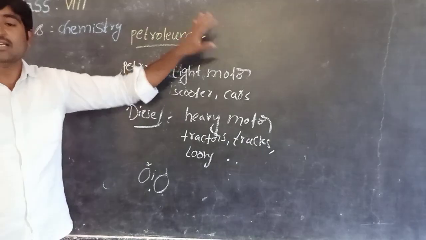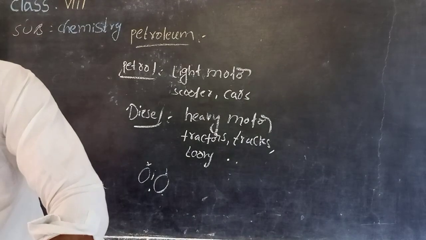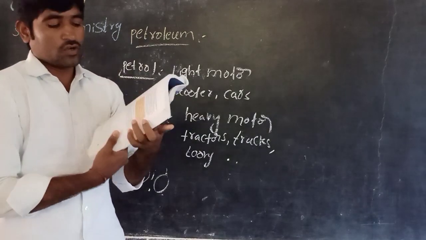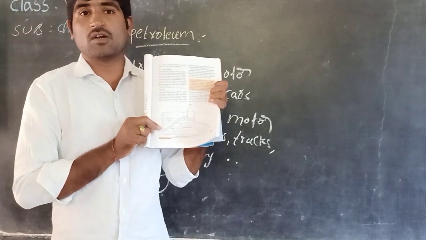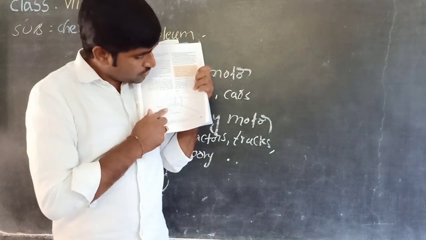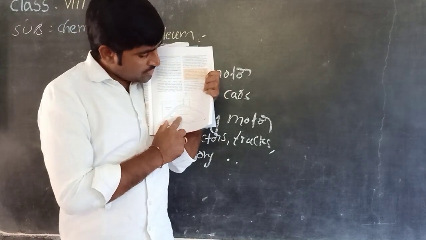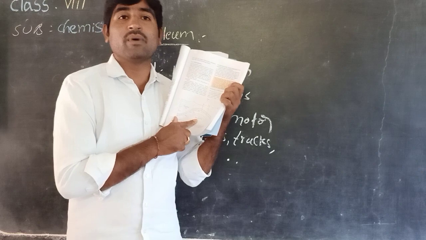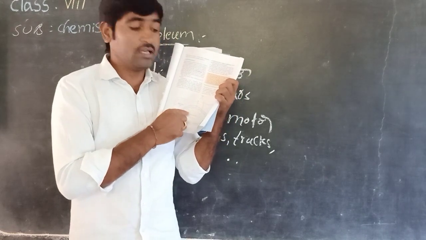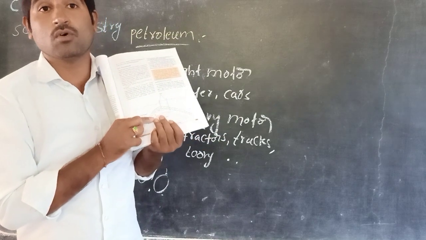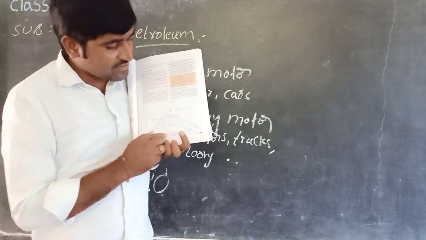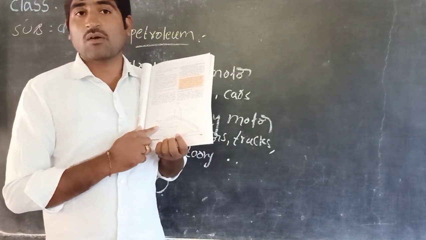Okay, children, understood? See figure number 5.4 on page number 59. This figure tells about the formation of petroleum. Here are the reservoir rocks. In these rocks, petroleum and natural gases are available, and this total area is covered with water.